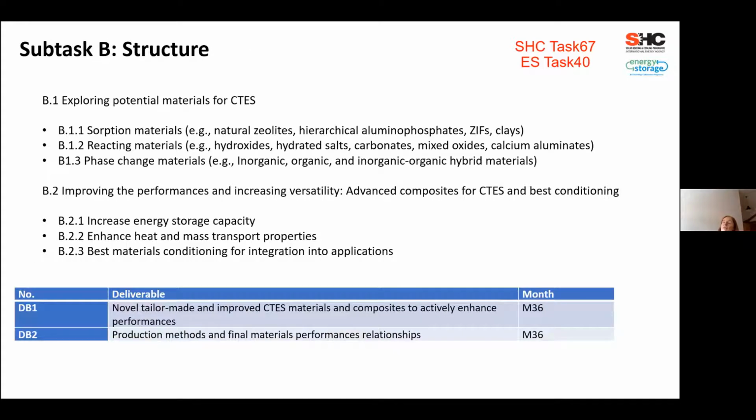So we will study sorption materials, we will study reacting materials and phase change materials. At the end of this task, we will have deliverables, so it will be very interesting to build these deliverables together with the experts working in the task, because I think everybody will learn from that. We will learn from each other.